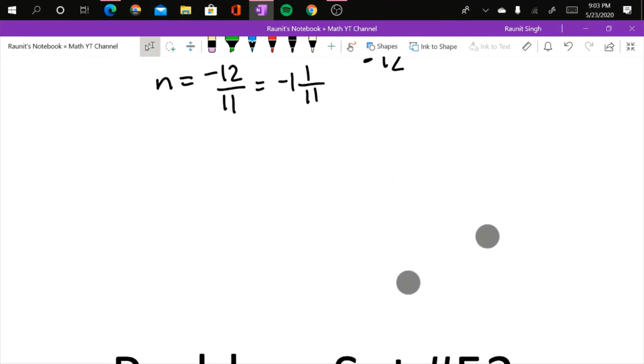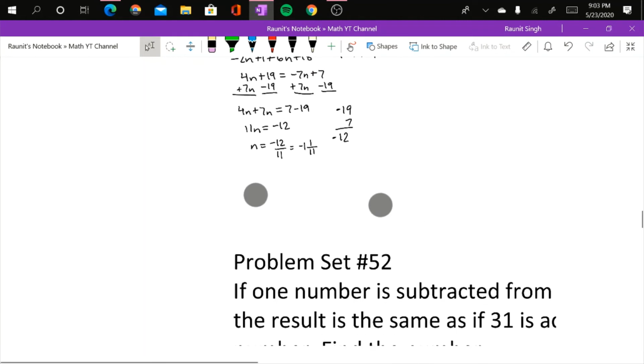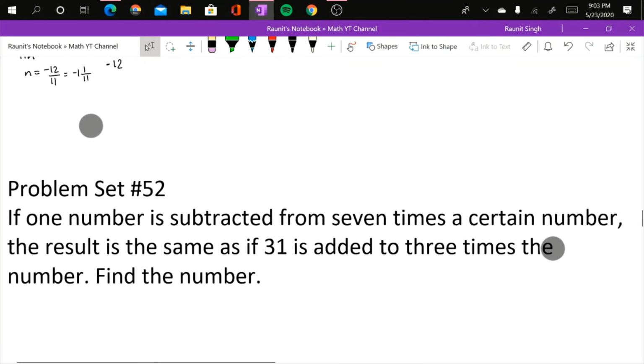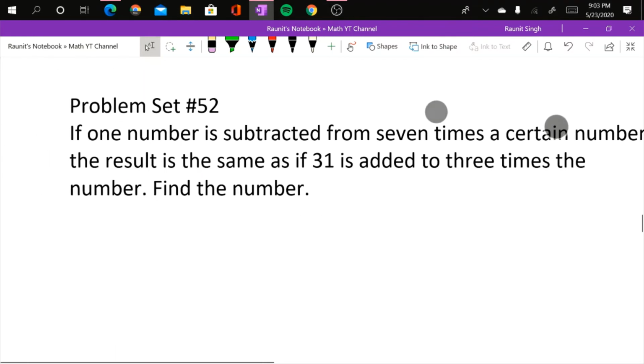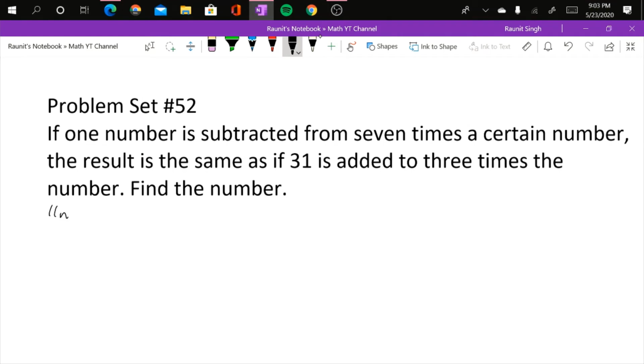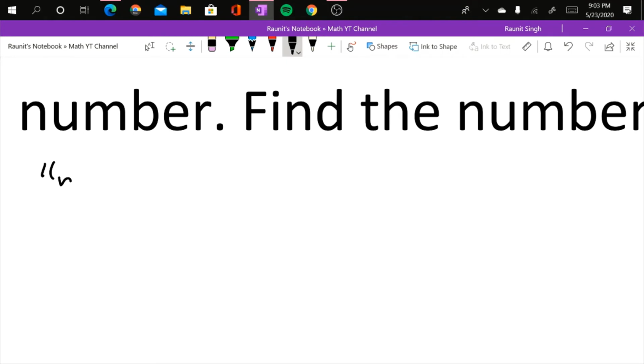Okay, so now we're going to move on to our next problem, which is a word problem. Problem set number 52. If one number is subtracted from 7 times a certain number, since we don't know the number, let's just call the number, let me zoom in, so the number is equal to x. So let's call the number x.